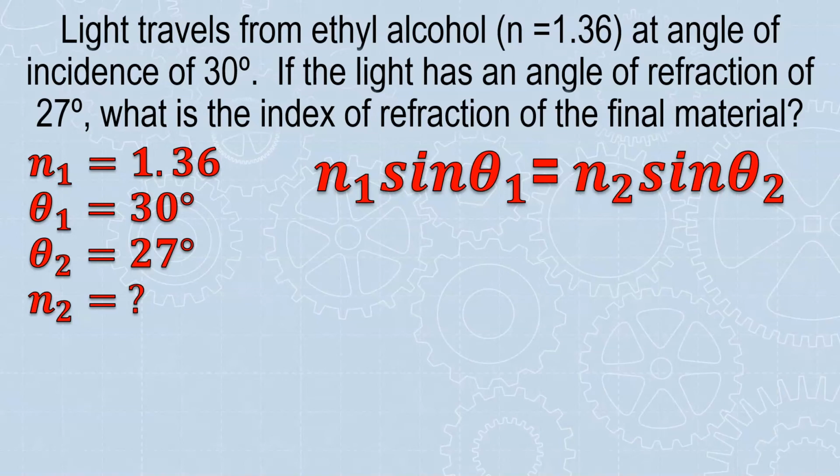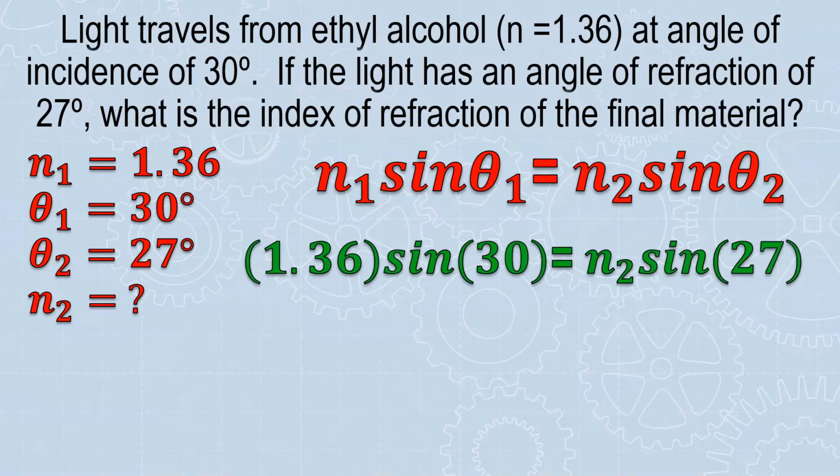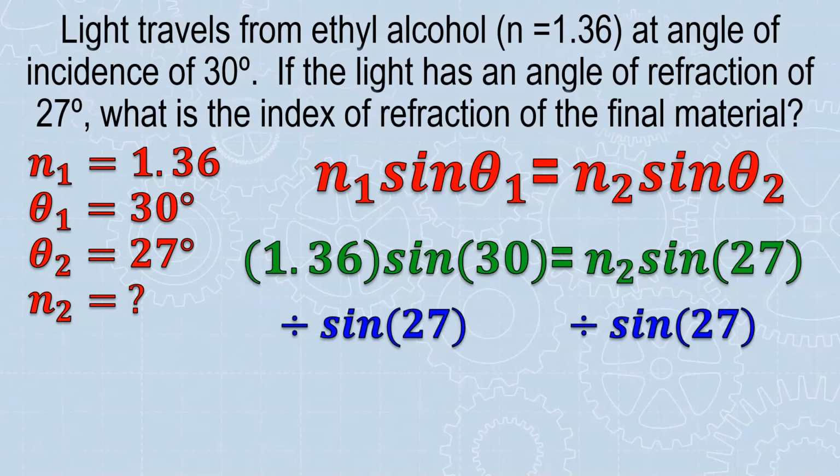We need the 4th. Remember, sine is not just a separate thing. It's part of the theta. Plug in what you know. So 1.36 times sine of 30 equals N2, there's our unknown, times sine of 27. I'm going to divide both sides by sine of 27. Remember, sine and the angle go together. They're connected at all times.